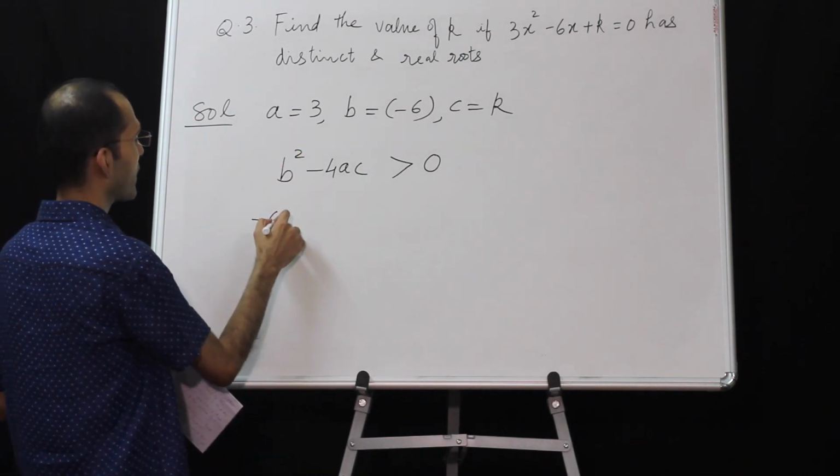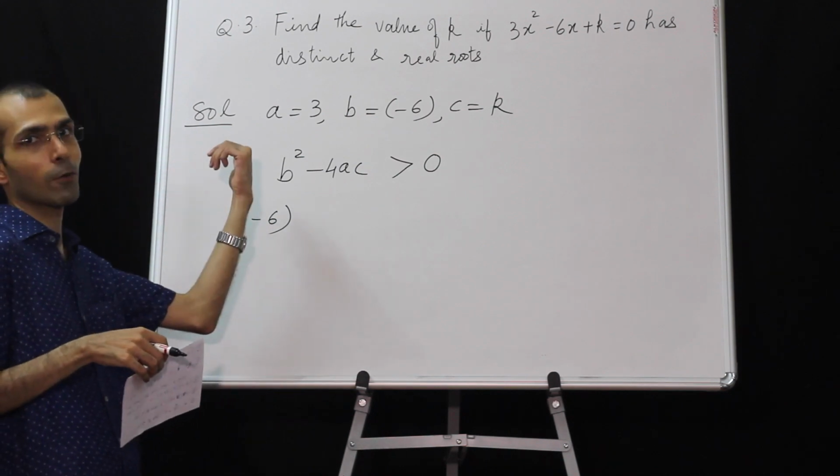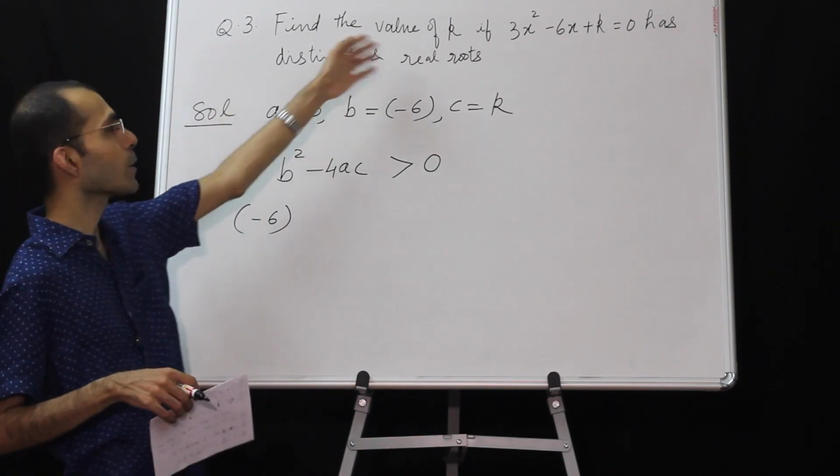So it will be -6. Note the difference between this question and question number 1 what we covered under the category of nature of roots.